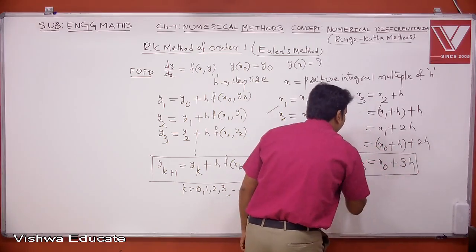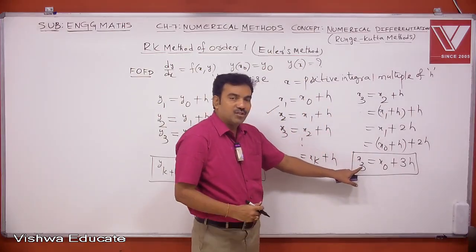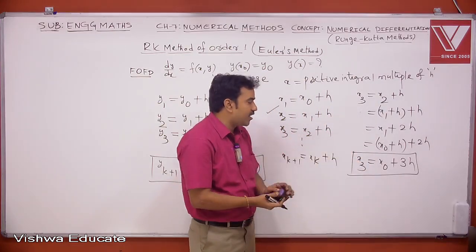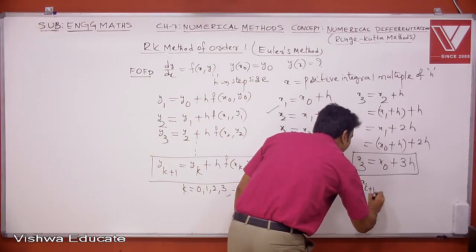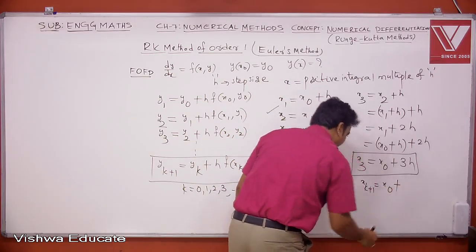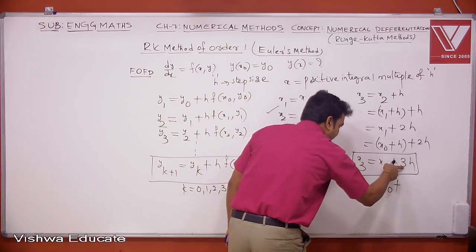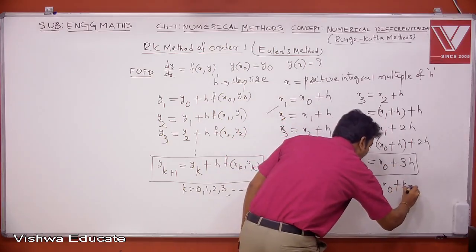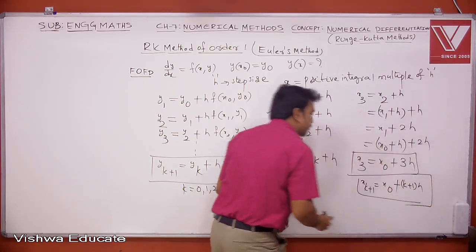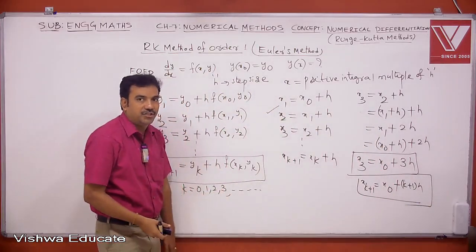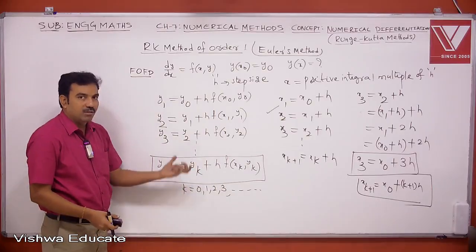So like this, you can easily get the value of x4 in terms of x0 because x0 is given. Therefore, if you ask me what is this x_{k+1}, this is x0 plus, here if it is 3, we are getting multiples of 3. So this is (k+1) into h. So this is the value of x_{k+1} in terms of x0 and h. So this is the way to solve these equations.